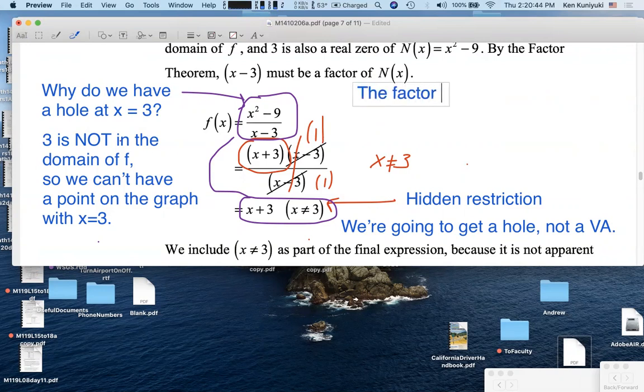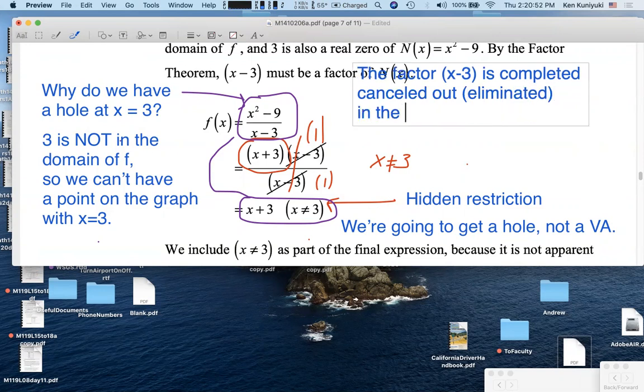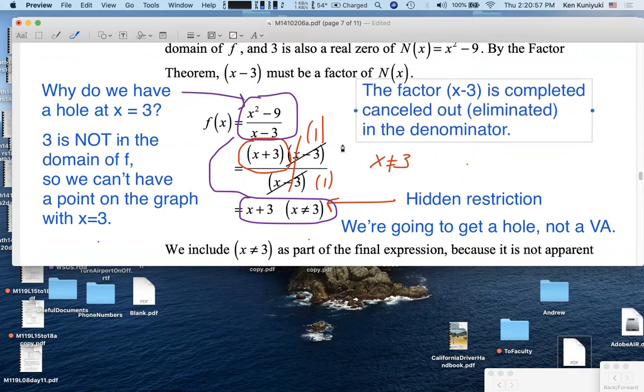The factor x minus 3 is completely canceled out or eliminated in the denominator. We started off with an x minus 3 factor down here, all right? But it gets completely canceled out by the x minus 3 factor up here.